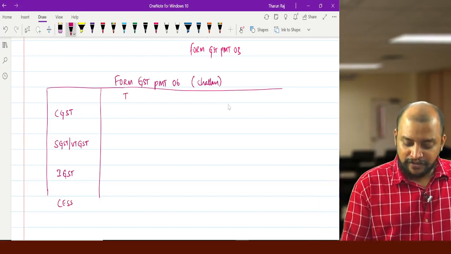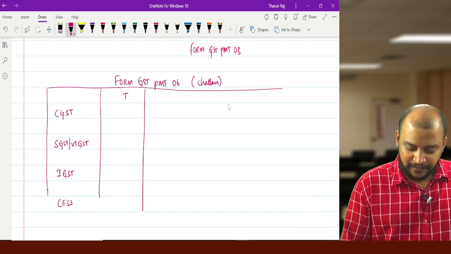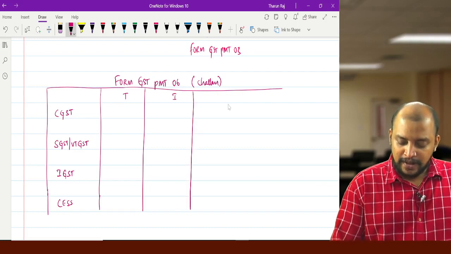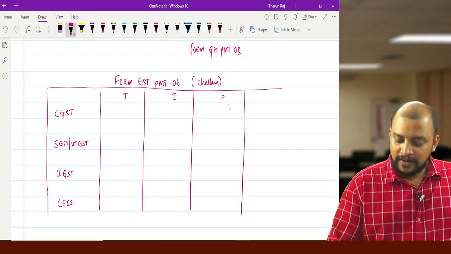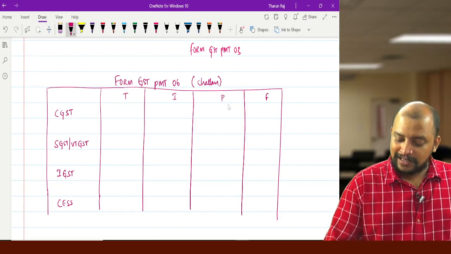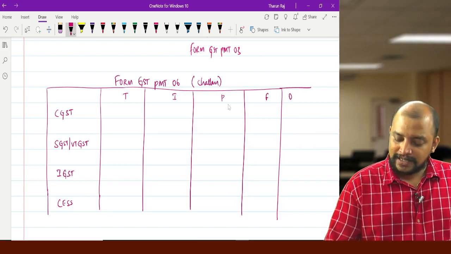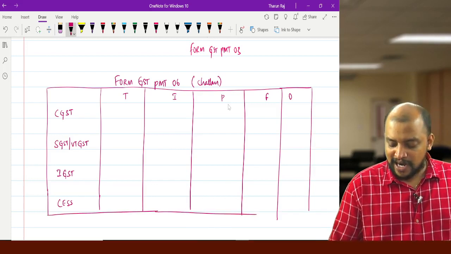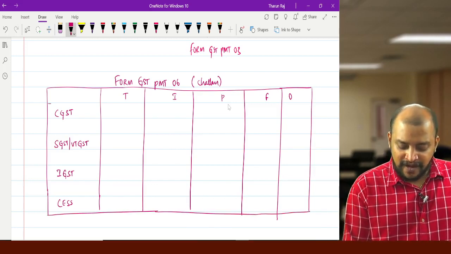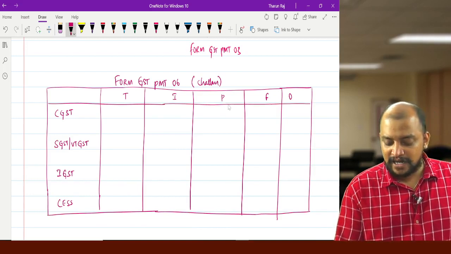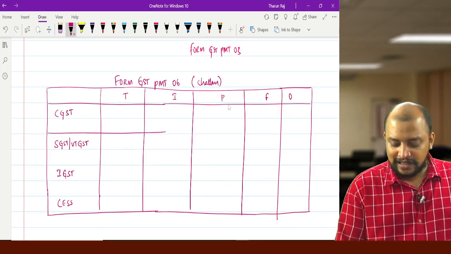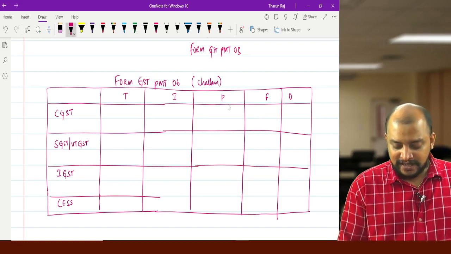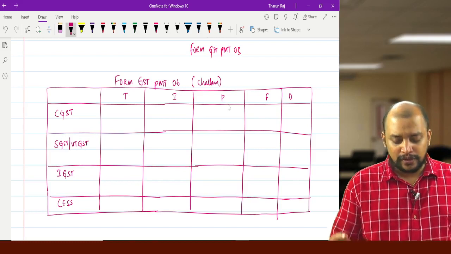And the minor heads, if you see: tax, interest, penalty, fee and others. So these are the 5 minor heads. For every major head, these 5 minor heads will be there, which means literally there is a 20 cell matrix. Now what happens is that we make a deposit into some cell.